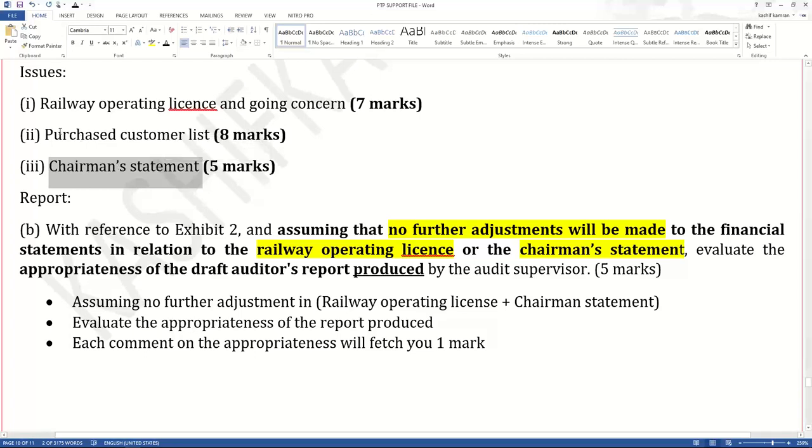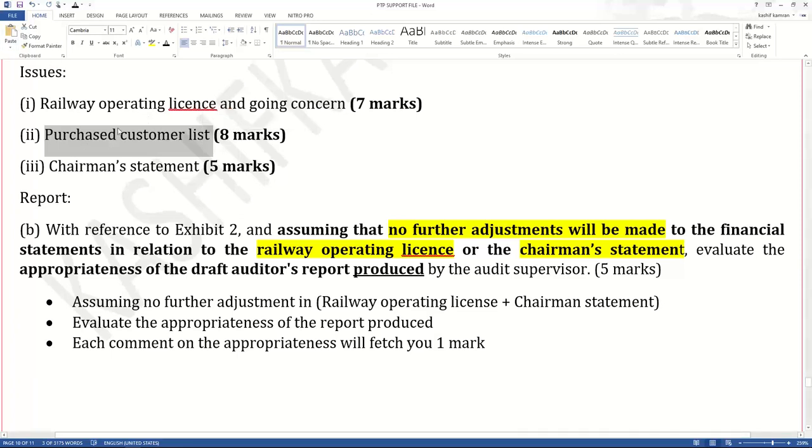Yes. Okay. What about the purchased customer list? The examiner is not telling us something about the purchased customer list. So does that mean that the management has agreed with the auditor on the purchased customer list? Because on 2 areas, the management has disagreed with you. No further adjustment will be made in the 2 areas. But what about the 3rd area? Has the management agreed with you on the 3rd area? Is that sure? Right? So please be clever when you read the case. If the examiner is saying that the management is not making adjustments in the 2 areas, what about the 3rd one? This is very realistic. It's very obvious that in the 3rd area, the management must have agreed to the auditor.